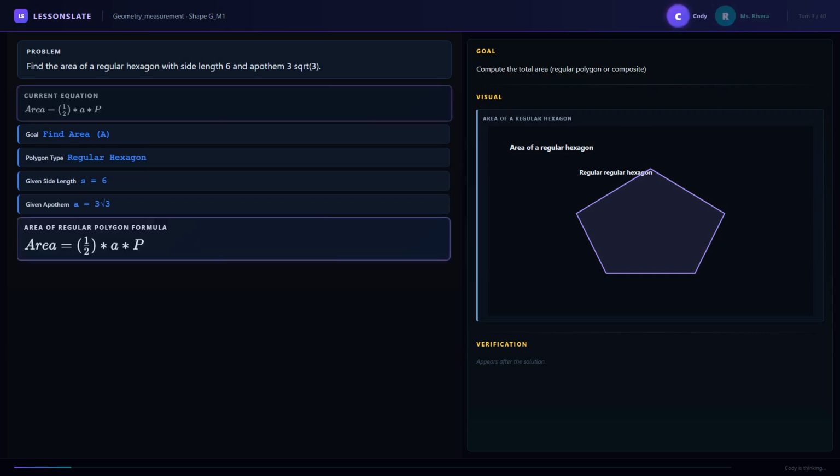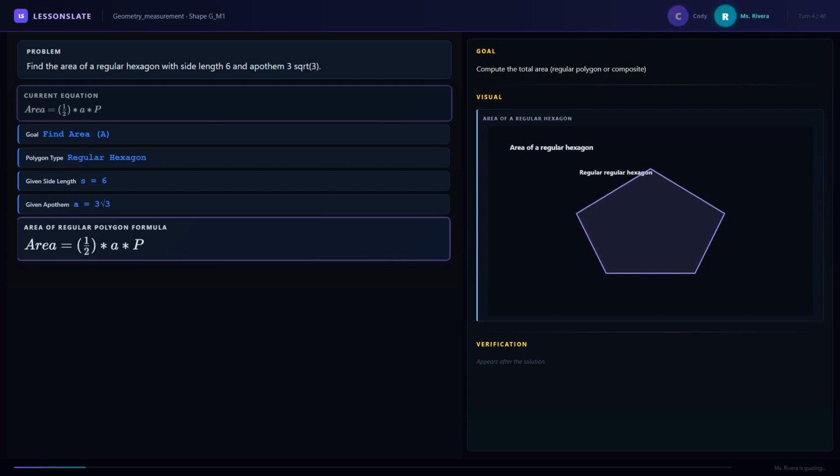I think the general formula is area equals 1/2 times the apothem times the perimeter. So A equals 1/2 A times P, right? But then I get a little stuck on finding the perimeter for a hexagon, even though I have the side length. Is it just side length times the number of sides?